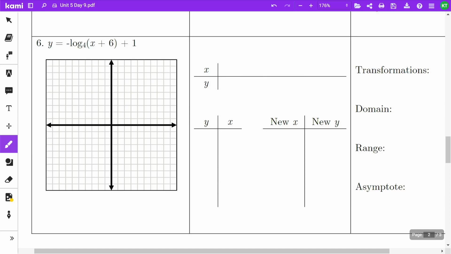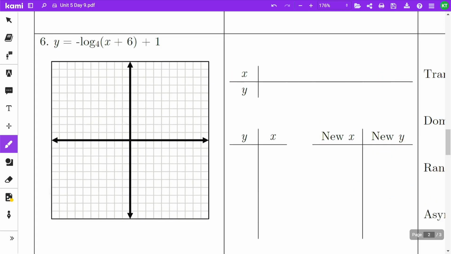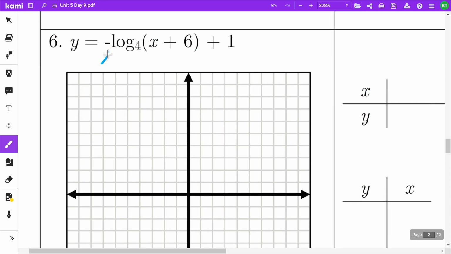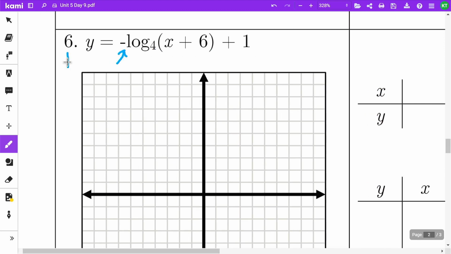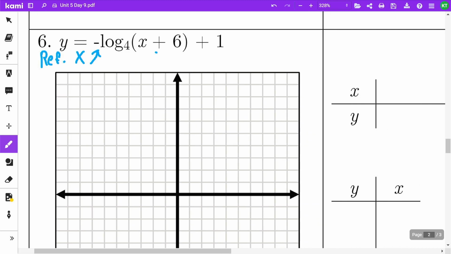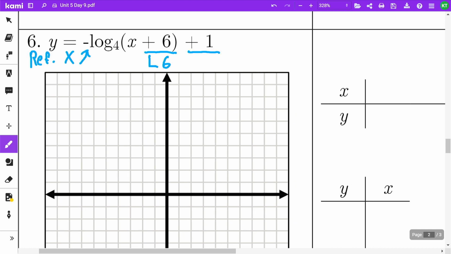Okay, so in this final example of graphing, this can be an equation of y is equal to negative log base 4 of x plus 6 plus 1. So let's first start by looking at my transformations. This negative outside here means I'm going to be reflecting over my x-axis. The plus 6 inside of my parentheses here in my argument will mean I'm going to be going to the left 6, and plus 1 here means I'm going to be going up 1.